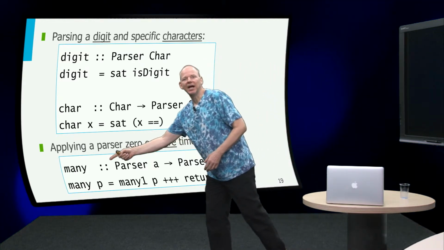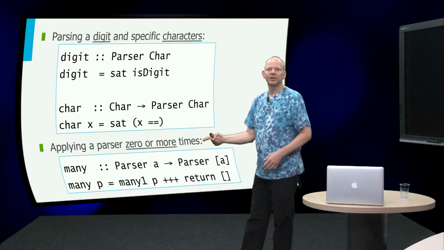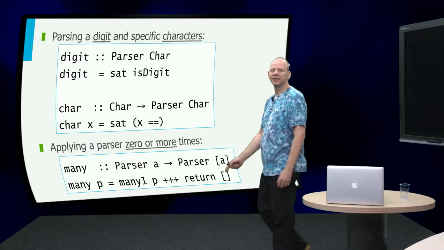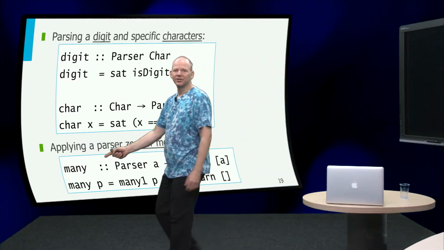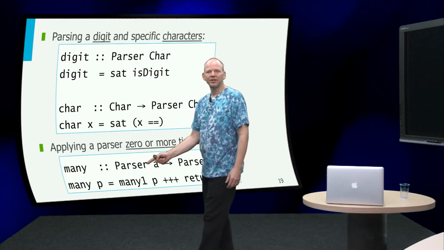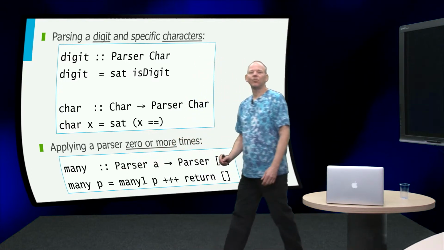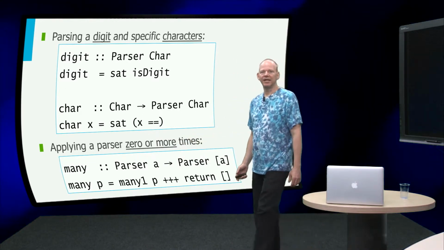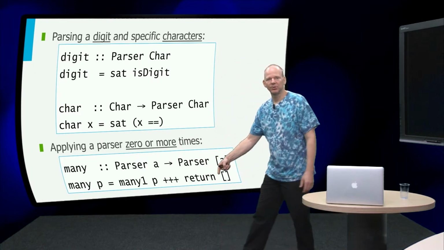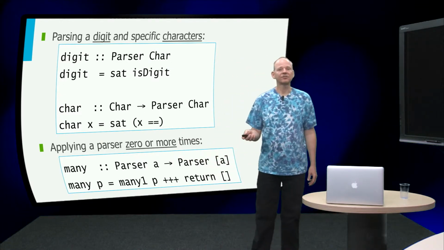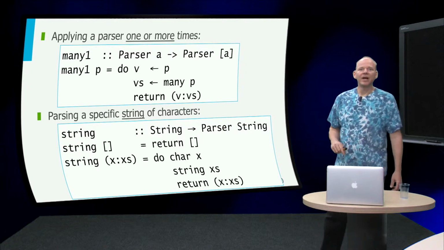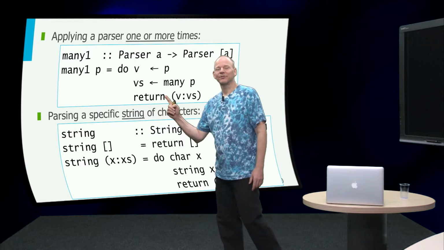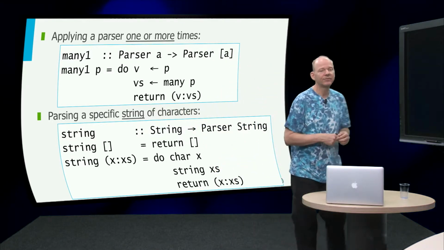So here we see many takes a parser of A and returns a parser of list of A. And guess what? This is defined recursively. So many of P first tries to parse at least one P, and if that fails, it returns the empty list. And it would be slightly nicer to use the parser that always fails there. Now, how do we write many1? Well, we define that in terms of many. So we have here a mutual recursive definition.